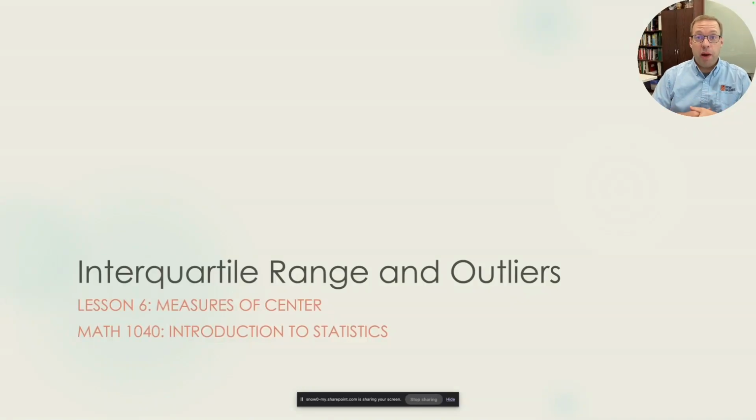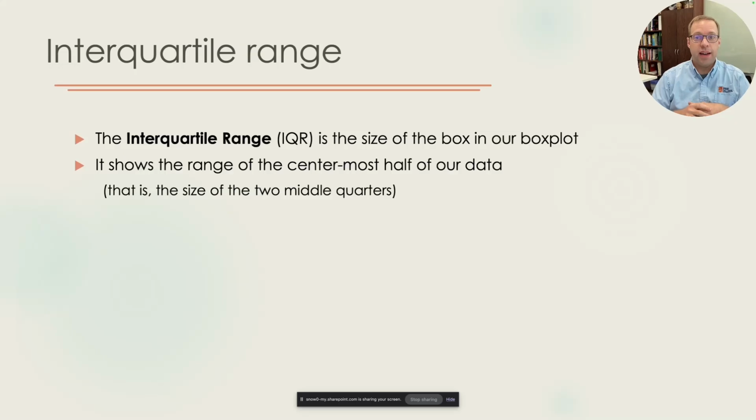All right, so we've learned about box plots. Now let me tell you about an important part of the box plot, which is the interquartile range, and how that helps us to determine outliers or extreme values in our data set. So the interquartile range is basically the size of the box in our box plot.